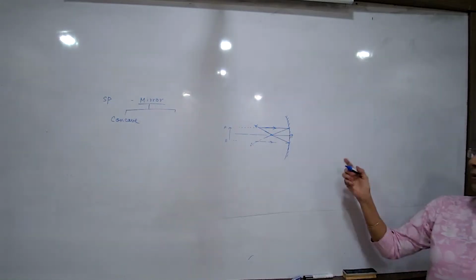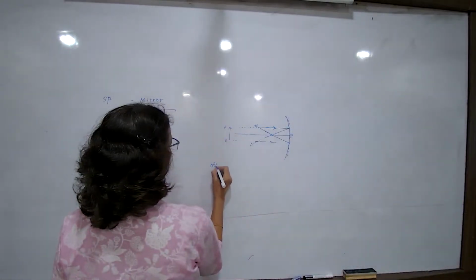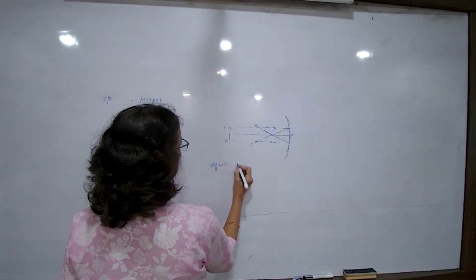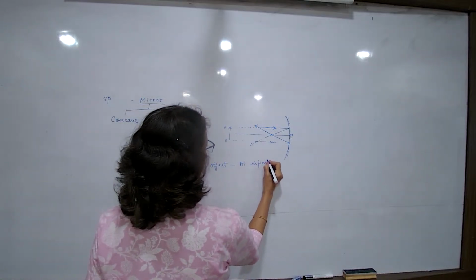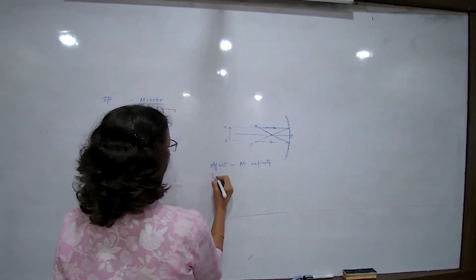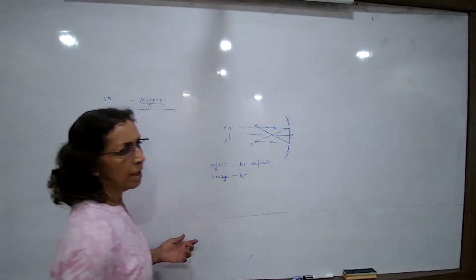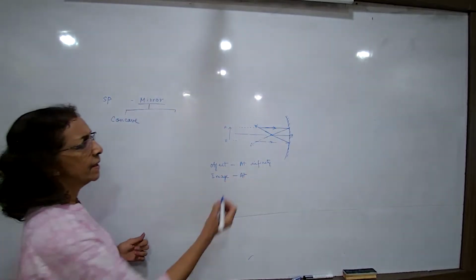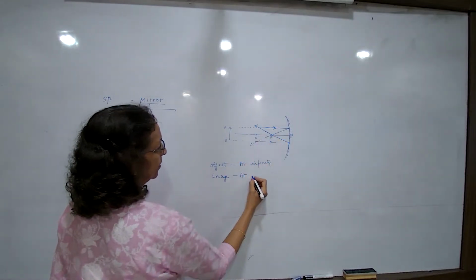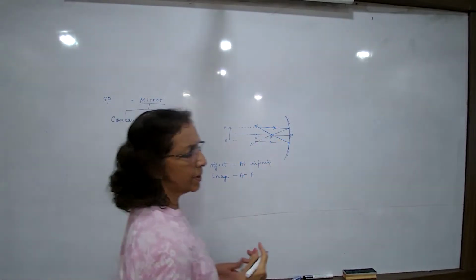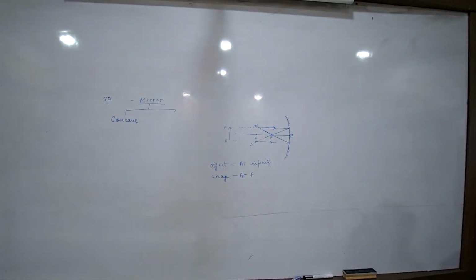Okay. Now we'll write down where is the object. Object is at infinity. Okay. Now we are writing about the image. Where is the image? At F. Principal focus you can write, or you can write it at focus.